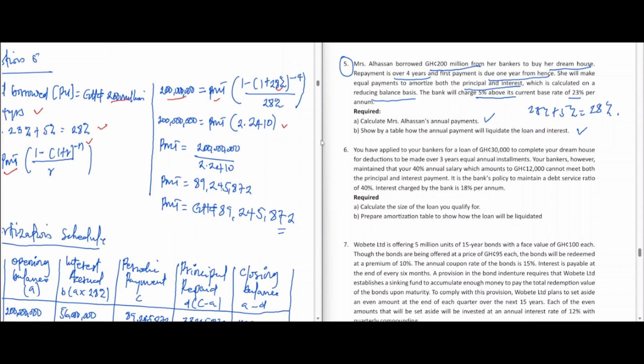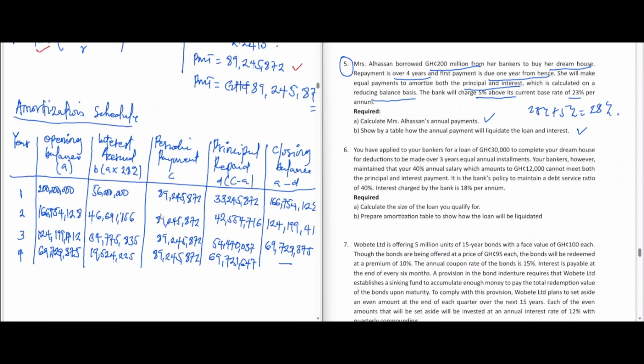So in this case, we know our present value, which is 200 million, is equal to PMT times 2.2410. So we'll now make PMT the subject. We'll divide both sides by 2.2410. So our PMT is equal to 200 million over 2.2410. Right? So you get the periodic amount that they have to pay for the loan annually, which is 89,245,872 Ghana cedis.